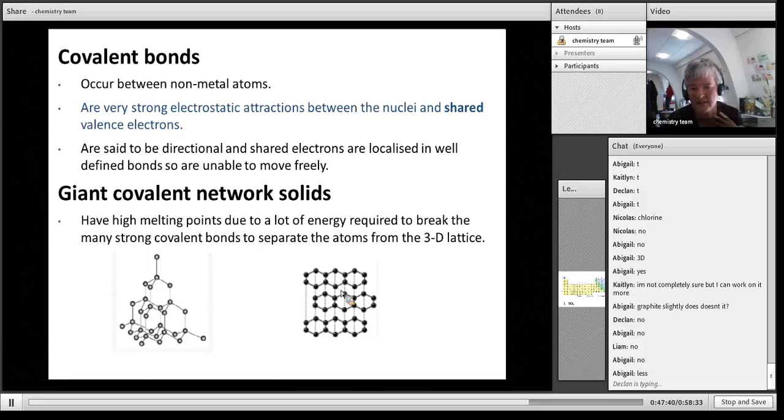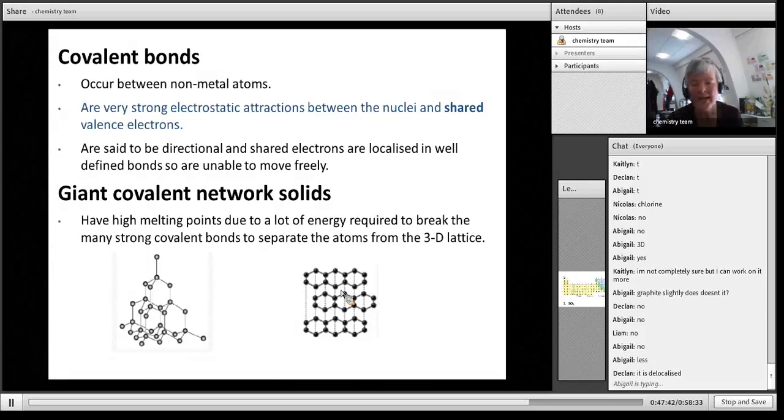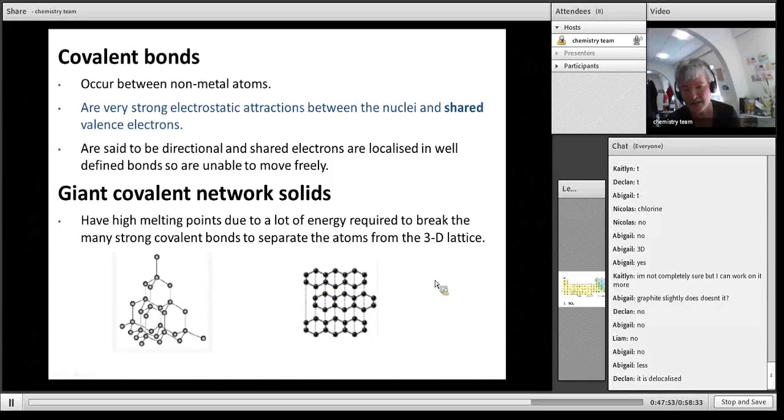So Declan is typing. It's delocalized, so it can actually move within the plane and it can move around. And because that 4th electron is delocalized, it can move from one end of graphite to the other, and so it can conduct electricity. Because electricity is moving charge, this delocalized electron is negatively charged and it can move.